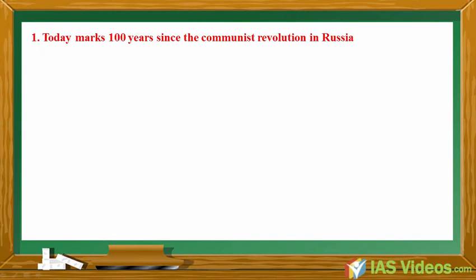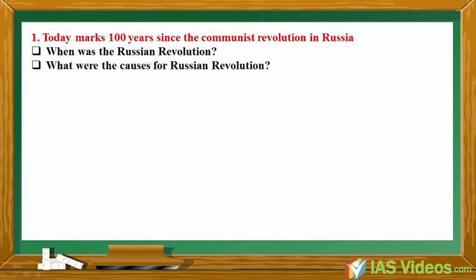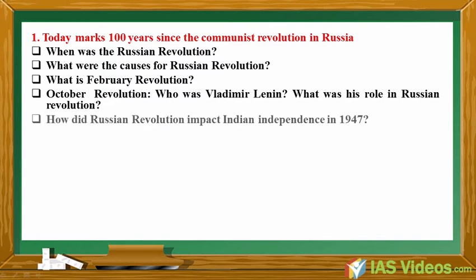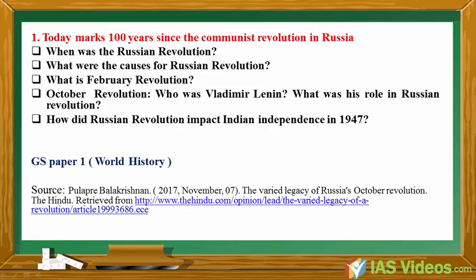Today marks 100 years since the Communist Revolution in Russia. When was the Russian Revolution? What were the causes for the Russian Revolution? What is the February Revolution? October Revolution? Who was Vladimir Lenin? What was his role in the Russian Revolution? How did the Russian Revolution impact Indian independence in 1947? GS Paper 1, World History.